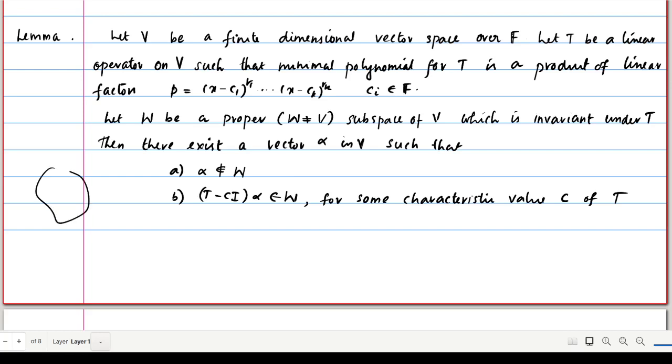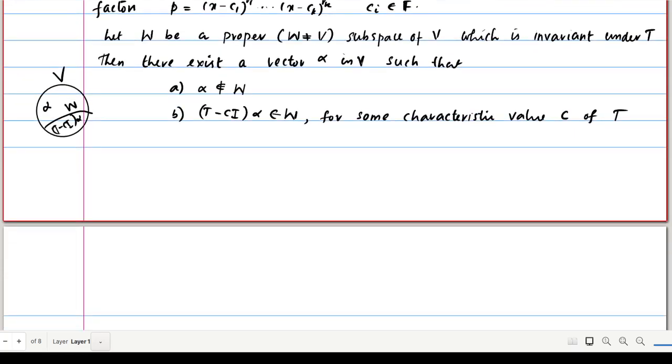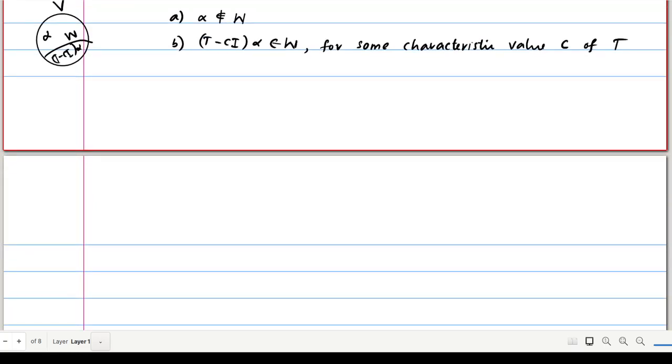That means if we have a vector space V and a W which is invariant under T, and W is not equal to V, you can choose an alpha beyond this W such that (T - cI)alpha is in W for a characteristic value c. So we will prove this lemma to get the characterization for the triangulable linear operator.